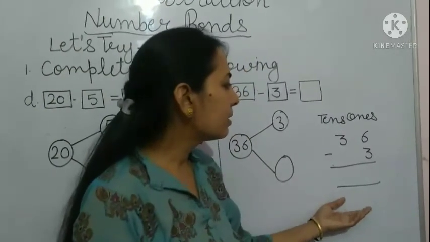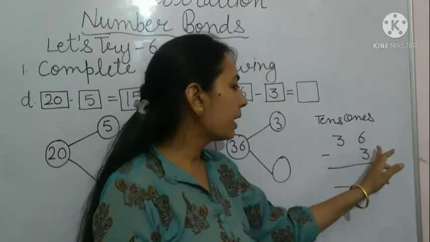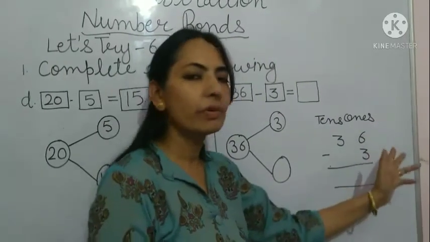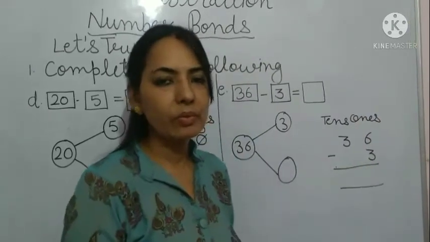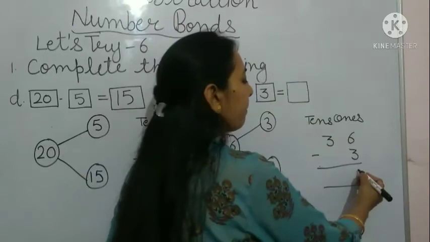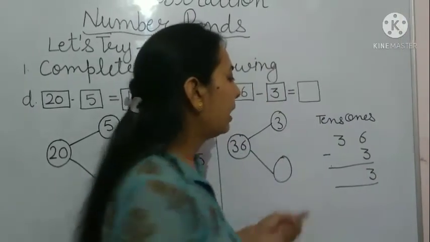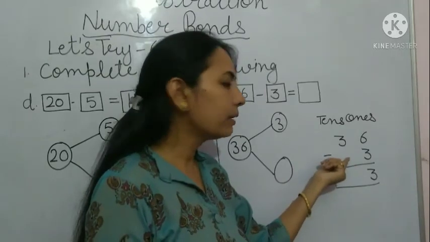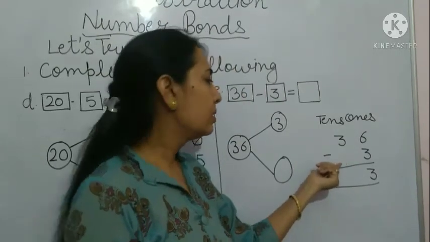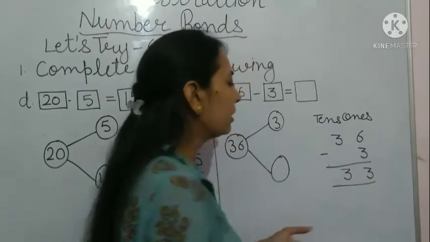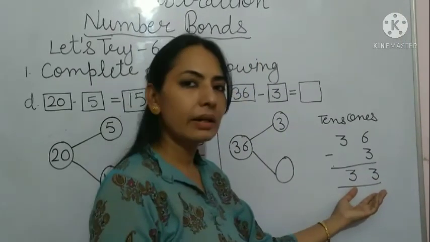So now we can do 6 minus 3. You can easily minus 3 from 6 because more on the floor is at the top, so when you have more on top, you don't need to stop. So we will minus 3 from 6 and we get 3 here, and here we have 3 tens and there is no number below the tens, so we will write 3 only. So 33 is our answer.